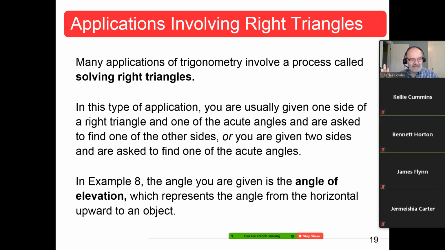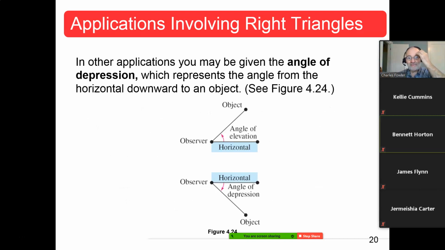In example 8, which is coming up, the angle you are given is called the angle of elevation. It represents the angle from the horizon upward to an object. In other applications coming up, you may be given the angle of depression. So maybe you're on top of a hill looking down at something. That would be called an angle of depression.